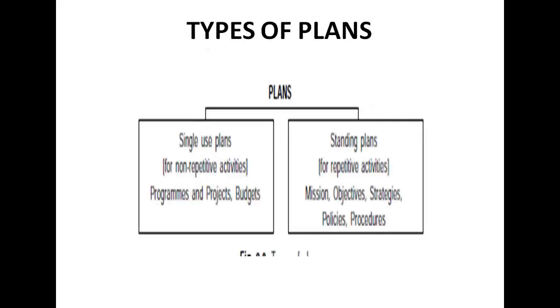Alright, let's look into the different types of plans. As you can see from the diagram, we have two different types of plans. The one we call the single-use plan, and the next one is the standing plan. Now, single-use plans are used for non-repetitive activities such as programs, projects, and budgets. Standing plans are typically for repetitive activities, and these are applied to set mission, objectives, strategies, policies, and procedures.